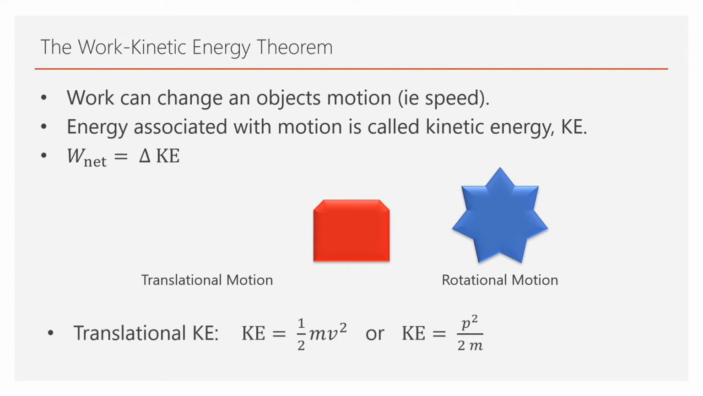And the kinetic energy associated with translational motion is equal to 1/2 of the object's mass multiplied by its speed squared. It's important to note that if the object's mass doubles, the kinetic energy will also double. But if its speed doubles, the kinetic energy will increase by a factor of 4.